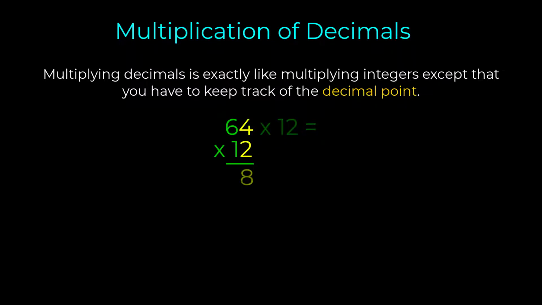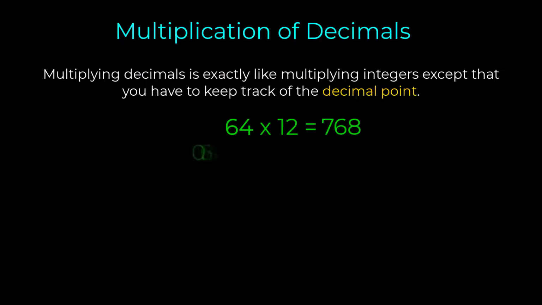2 times 4 is 8. 2 times 6 is 12. 1 times 4 is 4. 1 times 6 is 6. Bring down the 8. 2 plus 4 is 6. 1 plus 6 is 7. The answer is 768.